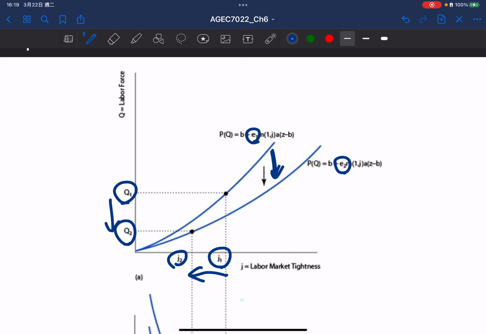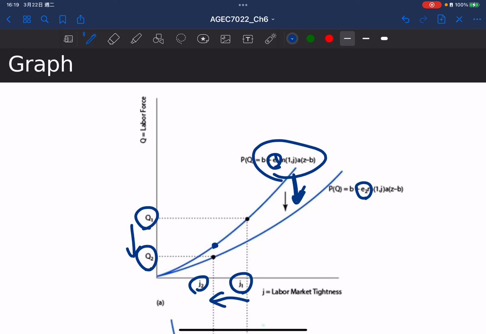Right? If this line doesn't change, then the new Q will be here. But because the whole line goes down, it will be even further down. That's the key. So two forces both push the Q down. So the Q goes down.